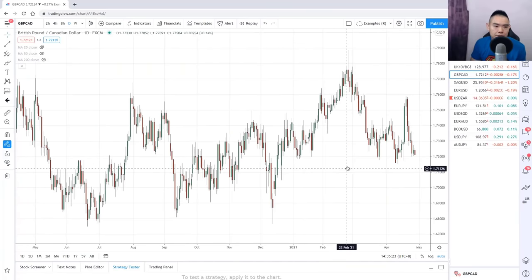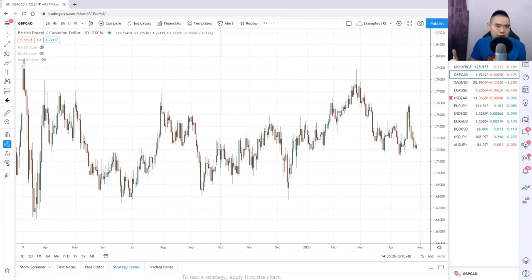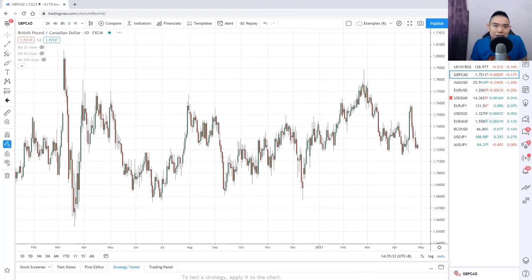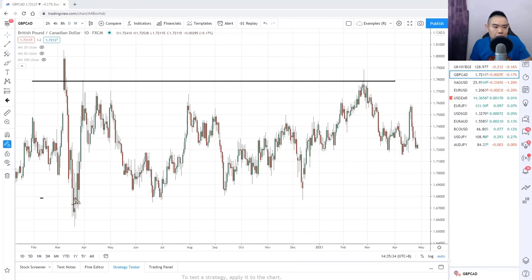Okay, now let's move on to something different. How about pound Canadian? Is this in an uptrend, downtrend, or range? It's an uptrend. No, I'm just kidding. It's a range market. Why is this a range market? Again, a range market is where the price is contained between the highs and the lows, between these highs over here and these lows over here.